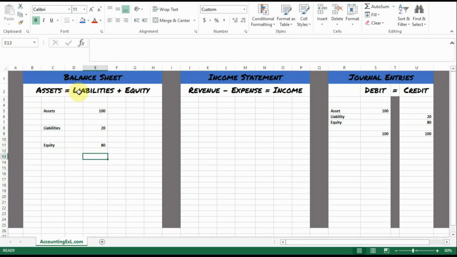And so we need to make our equation work: assets equals liabilities plus equity. To do that, down here we have liabilities plus equity.